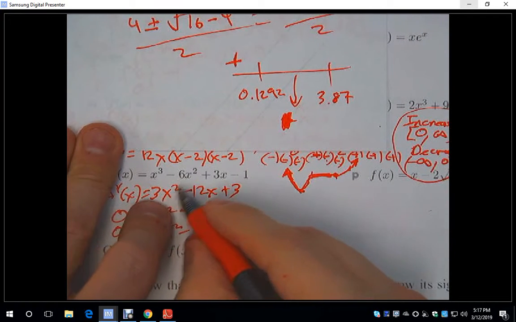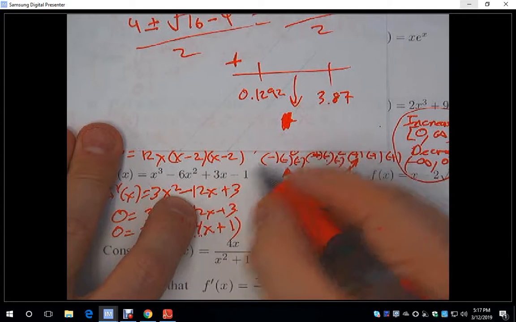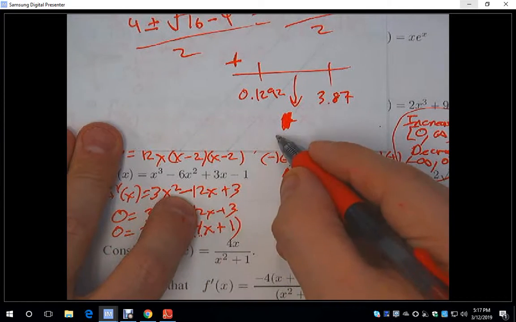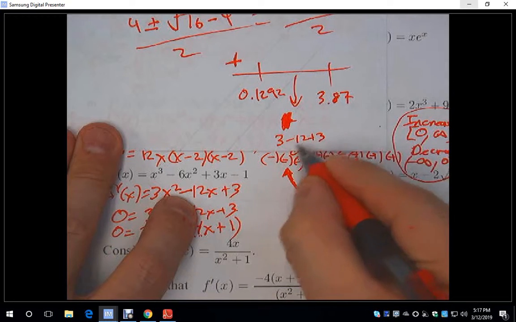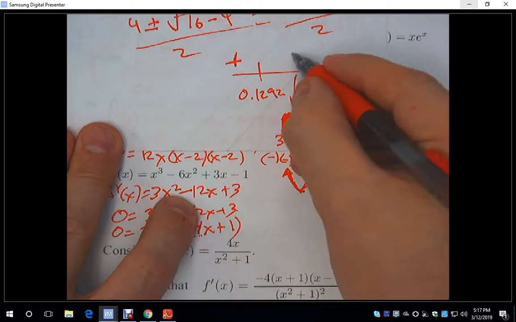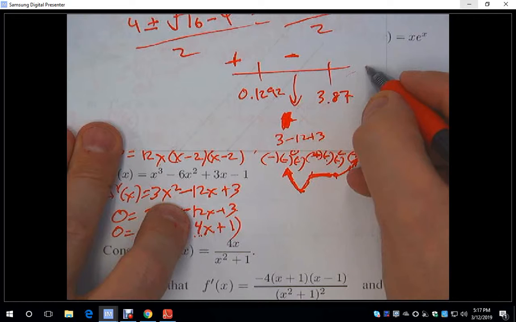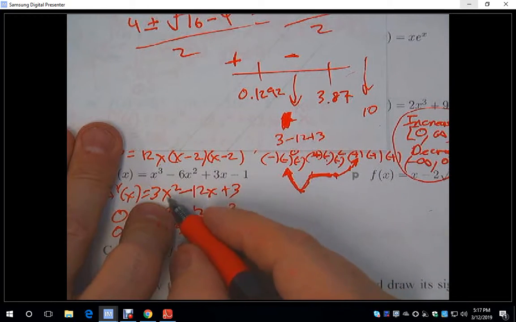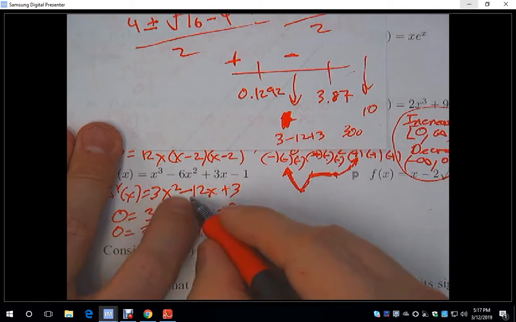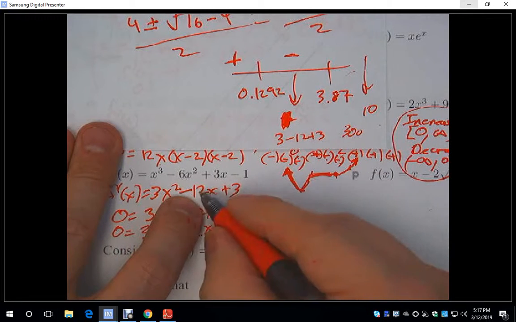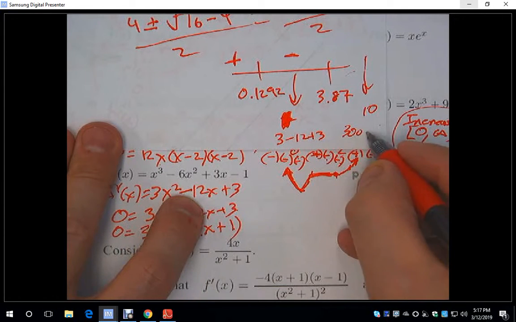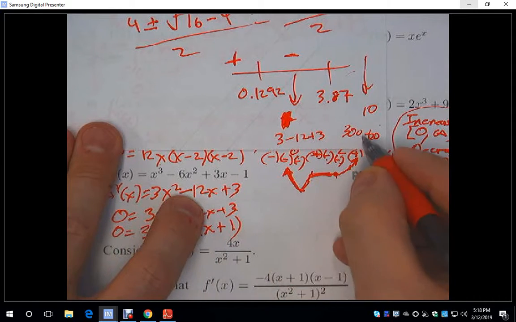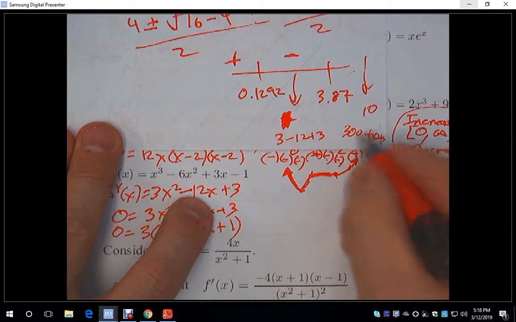So plug in 1. 1 squared is 1. 3 times 1 is just 3. So I have 3 minus 12 plus 3. And that's going to give me a negative number. If I take some other number, how about 10? Let's use 10 here. We're going to plug in 10. 10 squared is 100. 100 times 3 is 300. Minus, we're using 10, so minus 12 times 10, that's 120, so negative 120, and then plus 3. You can see that that's going to be positive.